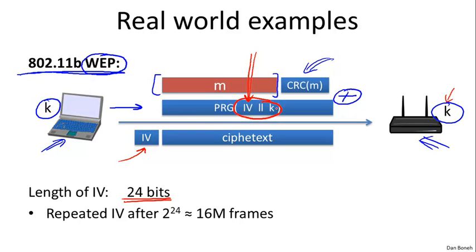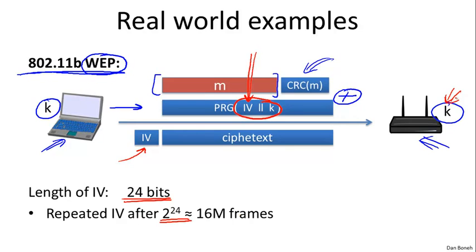Now the problem with this, of course, is the IV is only 24 bits long, which means that there are only 2 to the 24 possible IVs, which means that after 16 million frames are transmitted, essentially the IV has to cycle. And once it cycles, we essentially get a two-time pad. The same IV would be used to encrypt 2 different messages. The key K never changes. It's a long-term key.